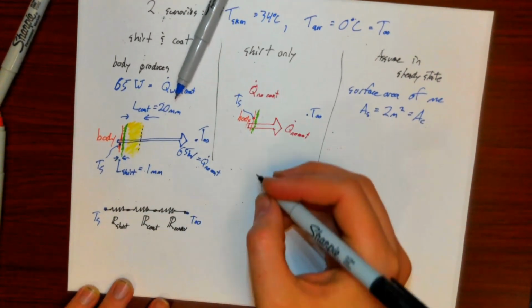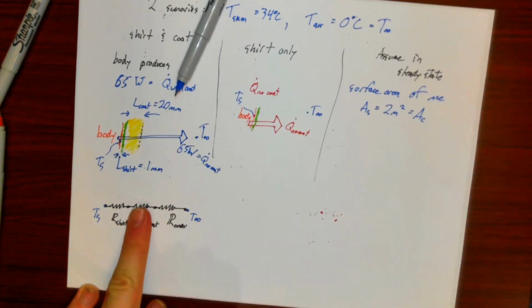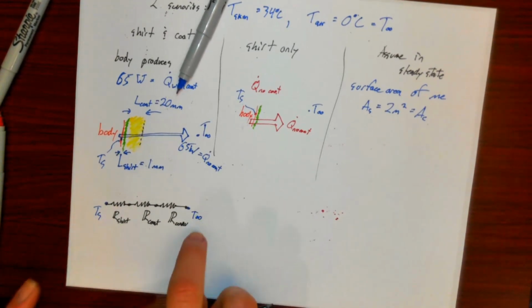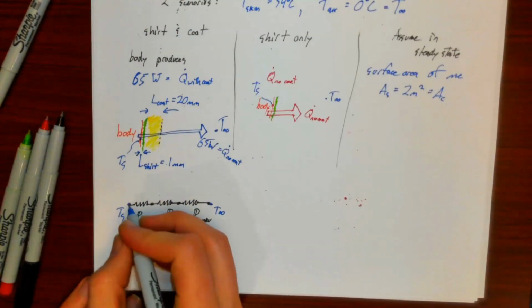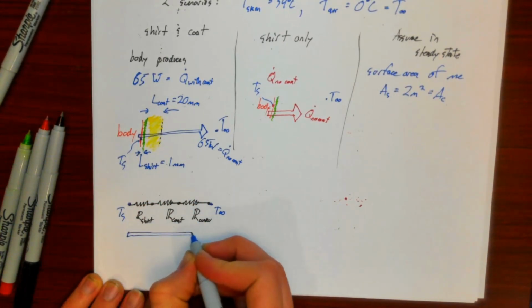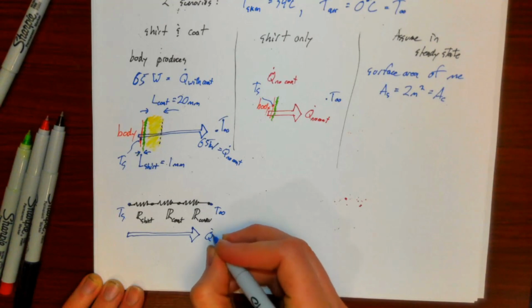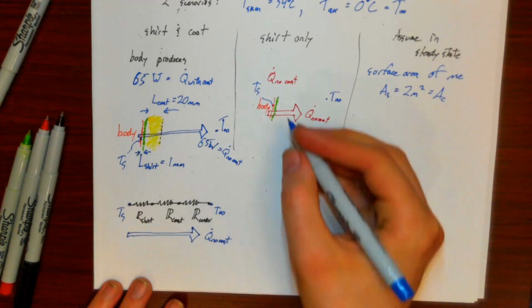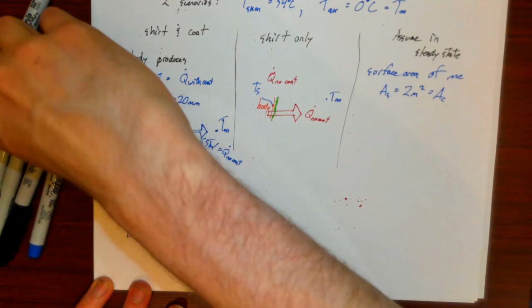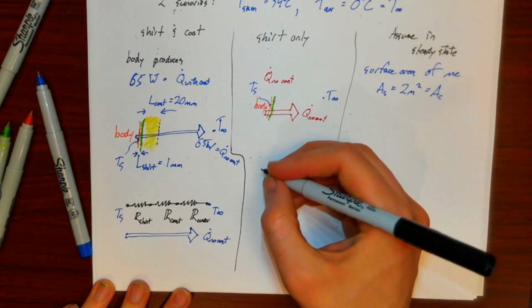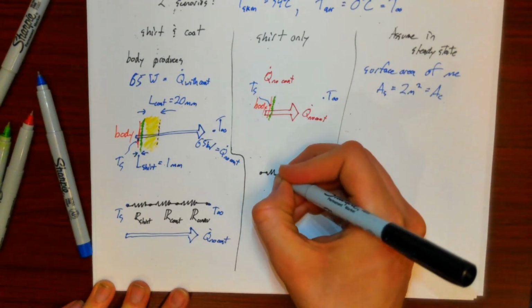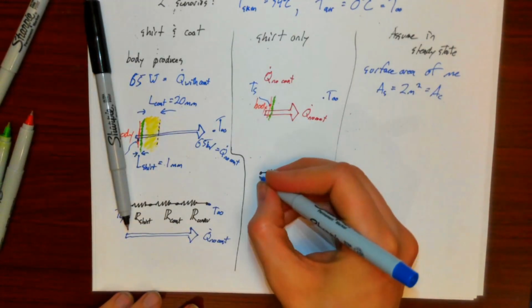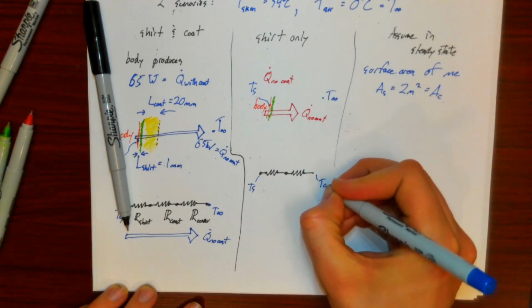And then if I think of the shirt-only case, it's basically the same as this, but without the coat resistor. So it's basically just the shirt and convection providing any sort of resistance. For this scenario, I have Q dot no coat, essentially flowing through these three resistors. For the shirt-only case, I just have two resistors, one for the shirt and one for convection between my Ts and my T infinity.